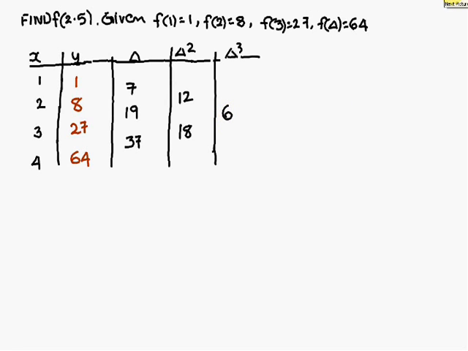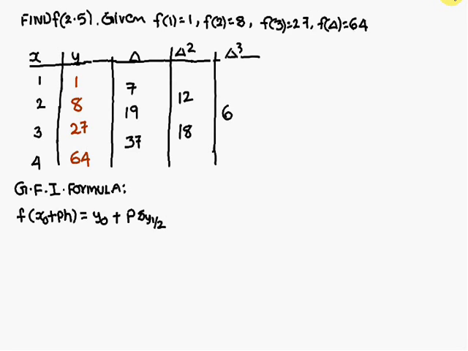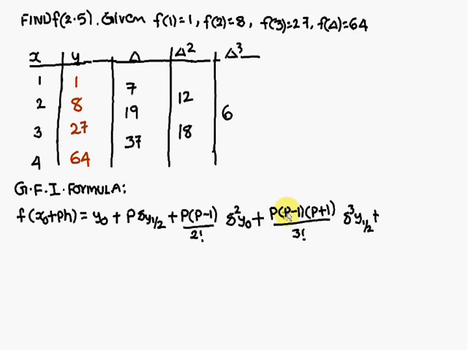Next, you have to know what the Gauss forward interpolation formula is. Let us discuss. So f of x naught plus ph is equal to, the formula says, y naught as the first term. The second term is p into delta y 1 by 2. The next term is p into p minus 1 by 2 factorial into delta square y naught. And the next term is p into p minus 1 into p plus 1 by 3 factorial into delta cube y 1 by 2. Similarly, where p is x minus x naught by h.